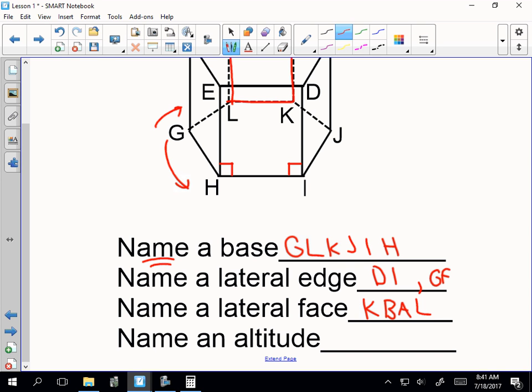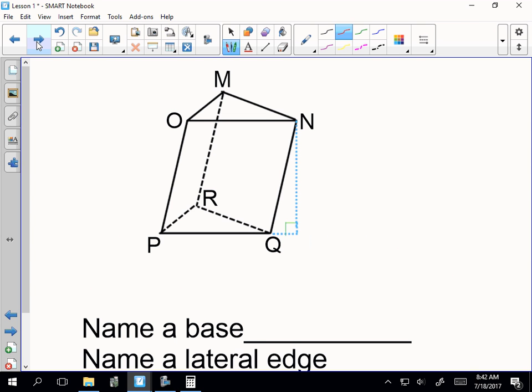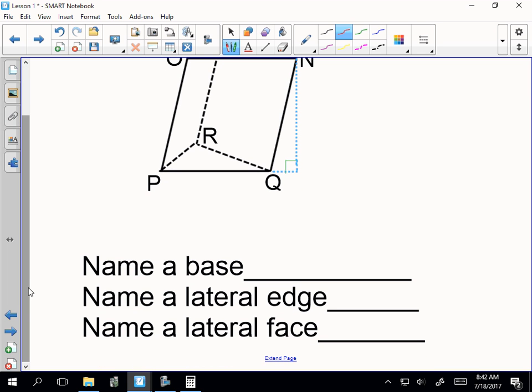And that is the name of a lateral face. Now, name of an altitude. Okay, altitude, it's always important to look for that perpendicular angle when we're looking for and finding altitudes, or the height of the prism. And then we can name it from there. So we have ID, we have HL would be another altitude. And in this case, the altitude and the lateral edge are truly the same thing. They are altitudes, they are lateral edges. Now that will be different in this shape, which is an oblique prism.